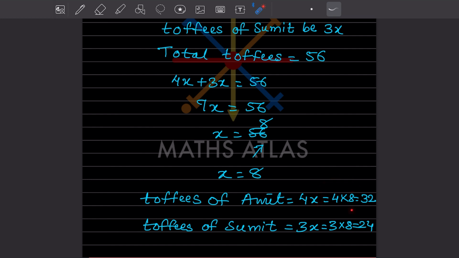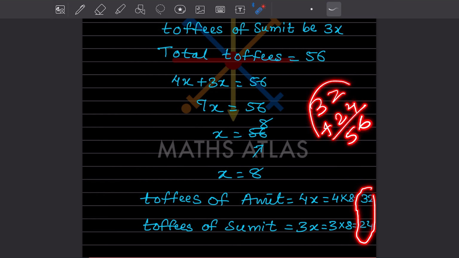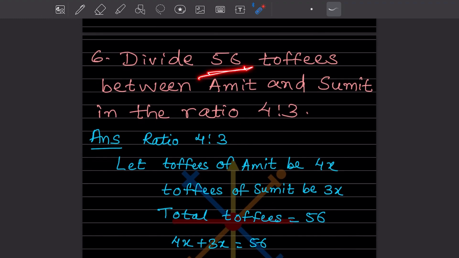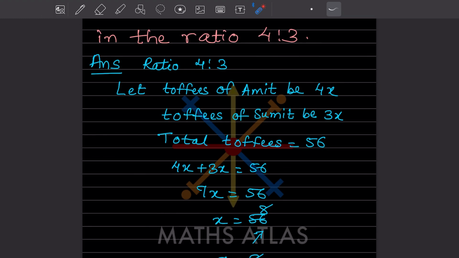So 4 multiplied by 8, that is 32. And the toffees of Sumit, how much is that? 3x, that is 3 into 8, that is 24. Now see here, that is for checking. The number of toffees are how many? 56, right? So here is 32 and here is 24. So 32 plus 24, how much is that? 56. Can you check over here? This is nothing but the total number, 56. That means the answer is right.